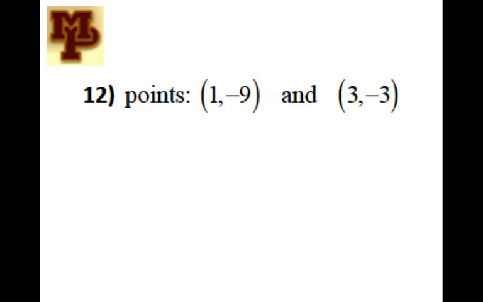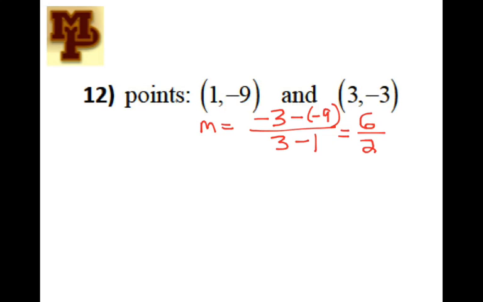The next one, we're just given 2 points, so you have to figure out the slope first. So we go m equals, and you subtract the y's on top, so that's -3 minus a -9, and on the bottom that's 3 minus 1. So we get -3 plus 9, which is 6, and then on the bottom that's 2, and so then that gives you 3. So we get a slope of 3, and then you take one of the points and the slope, and you write it in point-slope form.